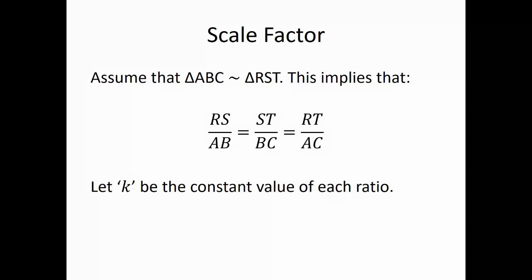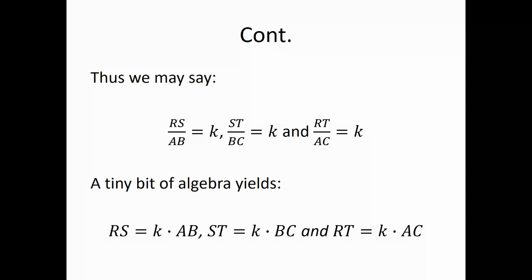Now, when we say that these ratios are equal, we mean, of course, that there is some number that they all equal, some constant value that each of them equals. Let us call that k. You might wonder why I wish to say this, but you'll see in a moment. So what this really means is that RS over AB, ST over BC, RT over AC, they're all equal to the same quantity k, because, of course, they're all equal to one another.